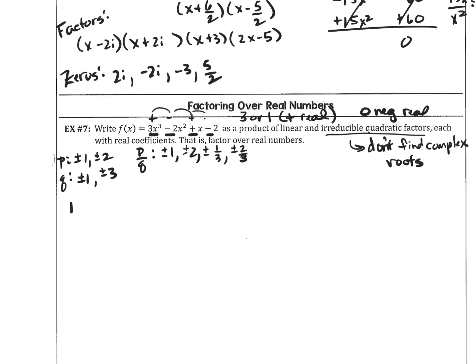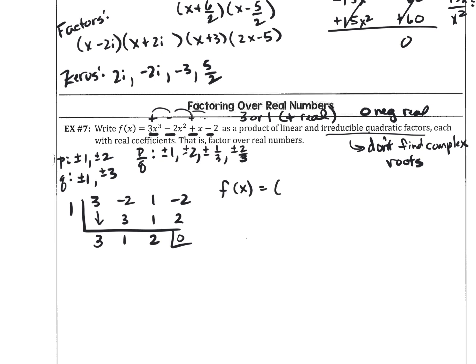So I'm going to start with positive 1, 3, negative 2, 1, negative 2. Bring it down, we get 3. We got lucky right off the bat. So what we know is my factored form, f of x so far, is x minus 1, and then this is going to be 3x squared plus 1x plus 2.